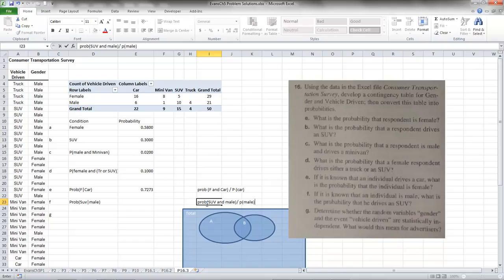We have to figure out a couple things here. So I always like to have these drawings around because then you can just look at your chart and figure out what the intercepts are that you need to know. Okay, so the probability of SUV and male would be the intercept there. So the probability is going to equal 10 over 50 over the probability of male, which is 21 over 50.